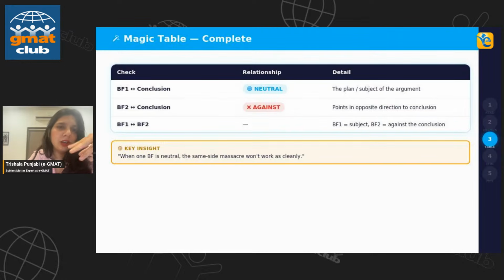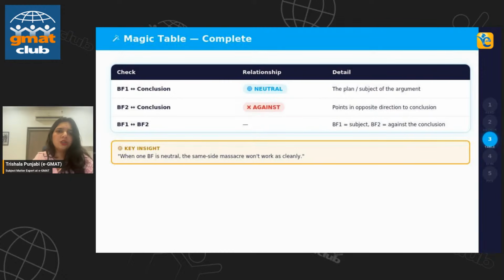So if we look at our magic table, what is happening? Is BF1 on the side of the conclusion or against the conclusion? It's neutral, right? It's like a plan or subject of the argument, not necessarily for or against. Is BF2 for or against the conclusion? Overall, it is turning away from the conclusion. It's pointing in the opposite direction.